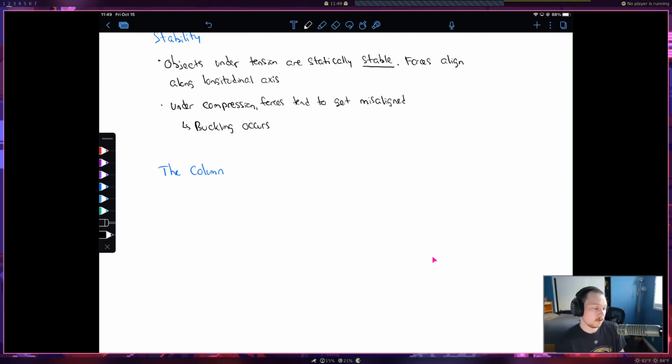Okay, so a column is just a straight prismatic bar that's subjected to compressive axial load. So we've got a rod and we're applying compressive loads on it along that longitudinal axis.